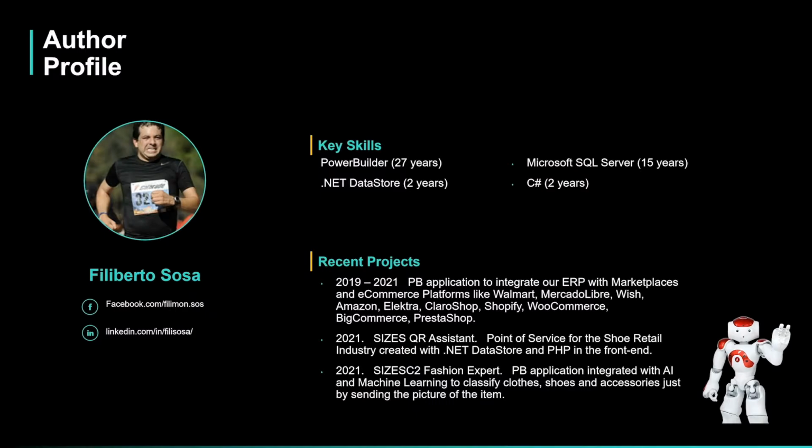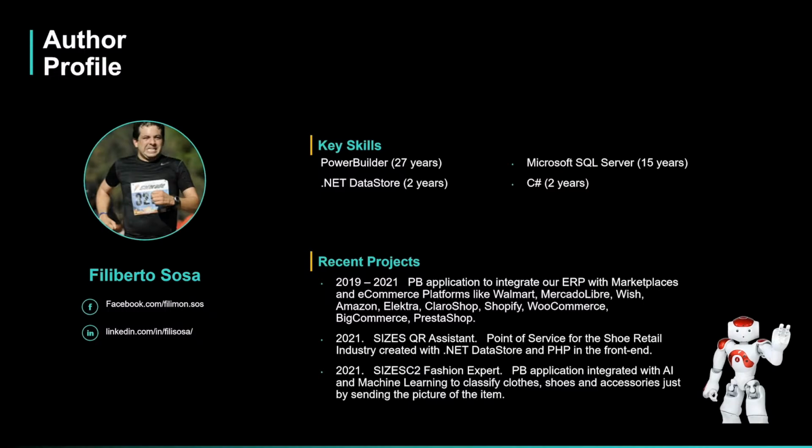On my recent projects from 2019 to 2021, we created a PowerBuilder application to integrate our ERP with marketplaces and e-commerce platforms like Walmart, Mercado Libre, Wish, Amazon, Electra, ClaroShop, Shopify, WooCommerce, BigCommerce, and PrestaShop. This application was made thanks to the new objects delivered by PowerBuilder, like the HTTP client, the REST client, the coder object, the crypter objects, and all these objects are needed in order to call the RESTful Web APIs.